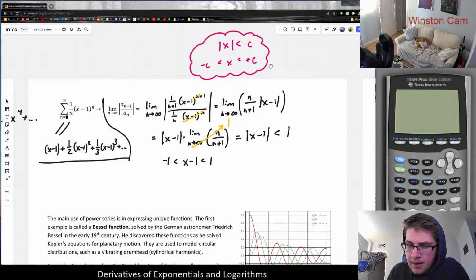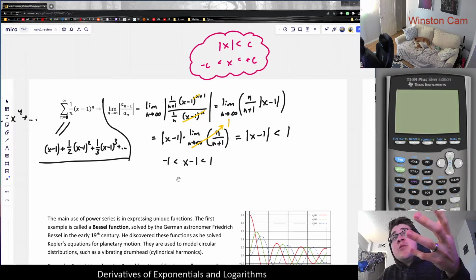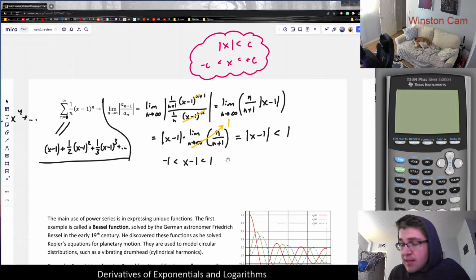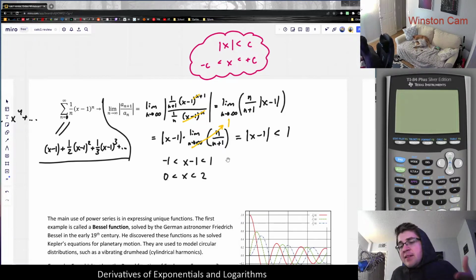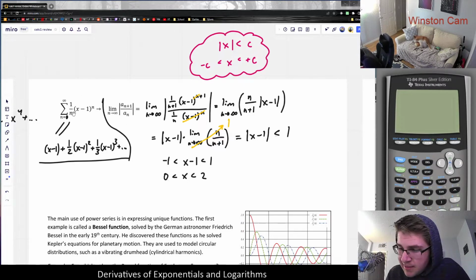Anyways, if I want to solve the inequality, I could use that equivalency to solve for x. If I add 1 to all three sides of the inequality, what I get is 0 less than or equal to x less than or equal to 2. This says that when x is between 0 and 2, this series must converge by the ratio test. Written in interval notation, 0, 2 is the interval of convergence, and this is by the ratio test.